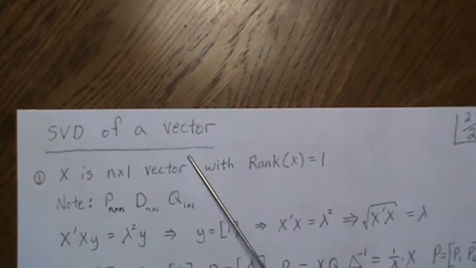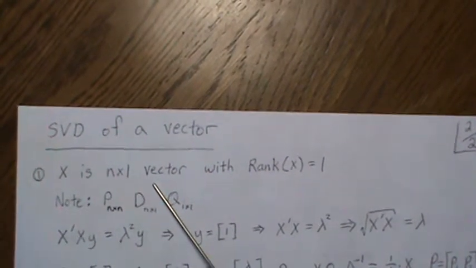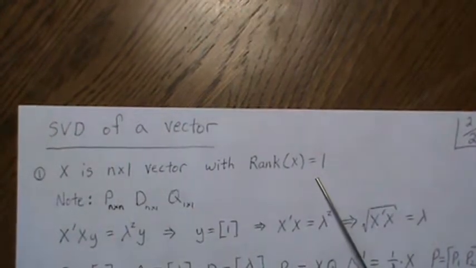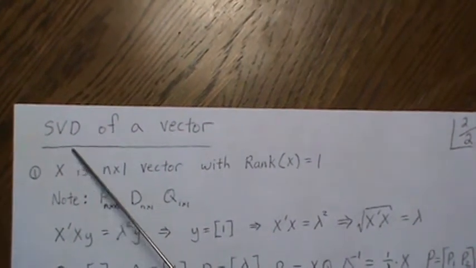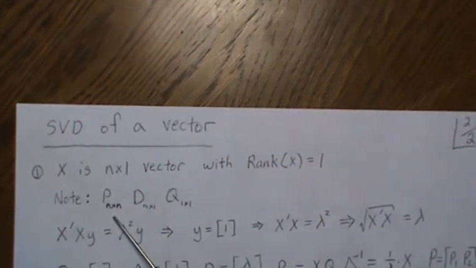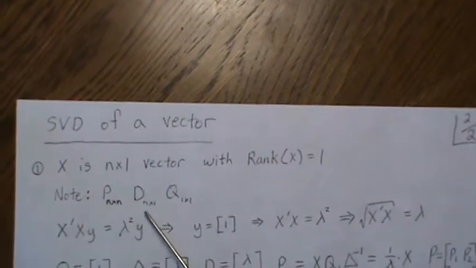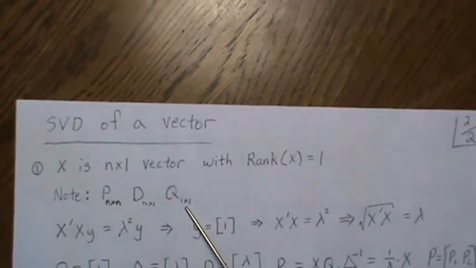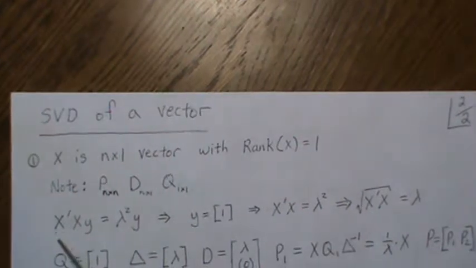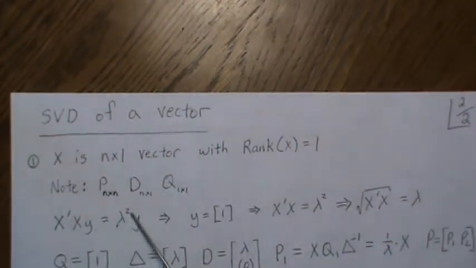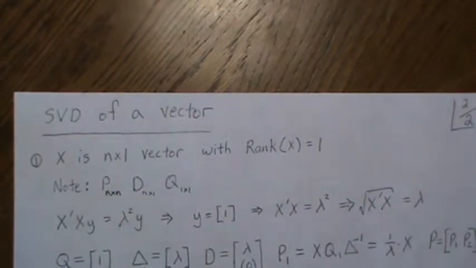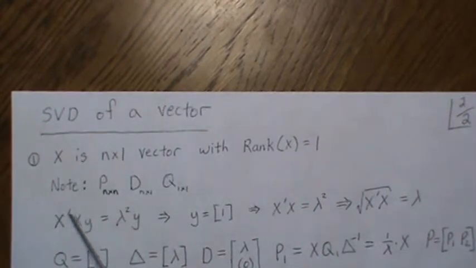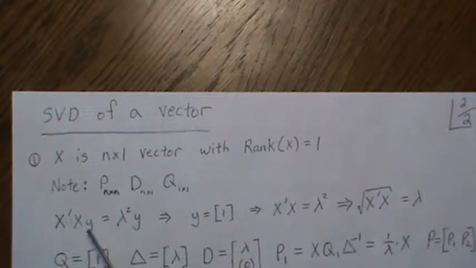So let's find the SVD of a vector. First of all, let's assume it's a column vector, n by 1, which is only one vector, so it has rank 1. According to the SVD, this P matrix is n by n, D is going to be n by 1, and Q is going to be 1 by 1. And you find that by this method: x prime x y equals lambda squared y. So the eigenvector and eigenvalue for this matrix is what we're going to use, and that's how we developed Q. But notice that this is a 1 by 1 matrix, so it's a scalar, and so y is a scalar.